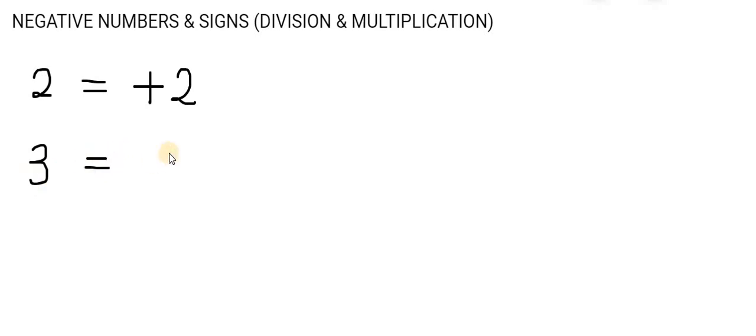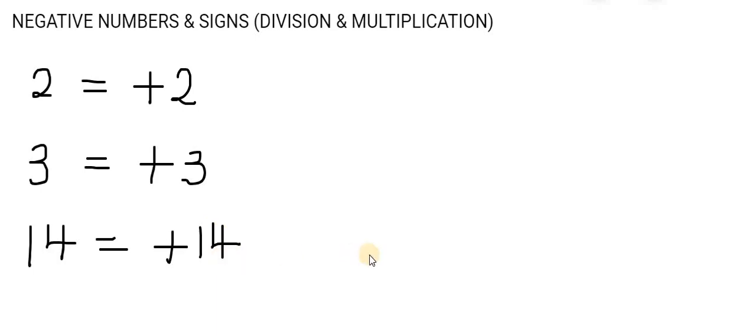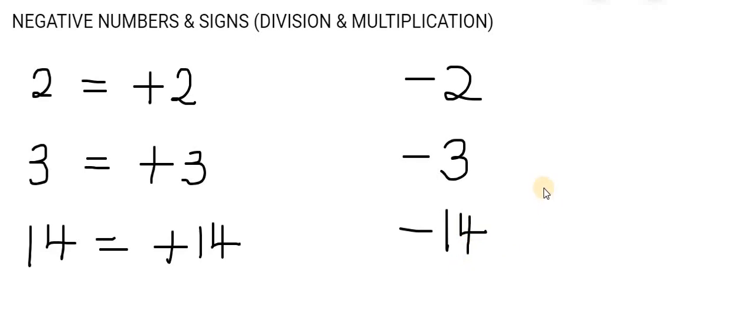Random number like 3 can also be written as plus 3. Random number like 14 can also be written as plus 14. Okay? So when I talk about signs, I'm talking about positive and negative. So negative numbers don't have hidden signs. Their signs always show up. So, minus 2, minus 3, minus 14. Their signs are never hidden. We always have to show them.